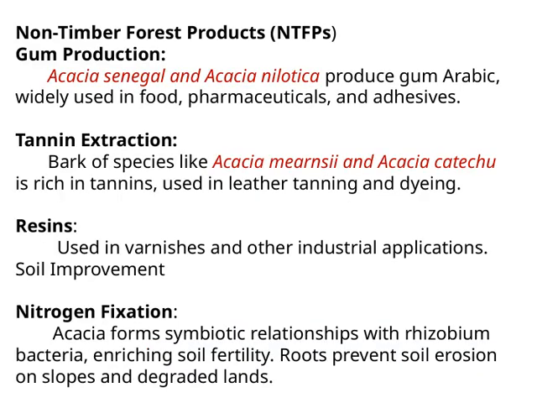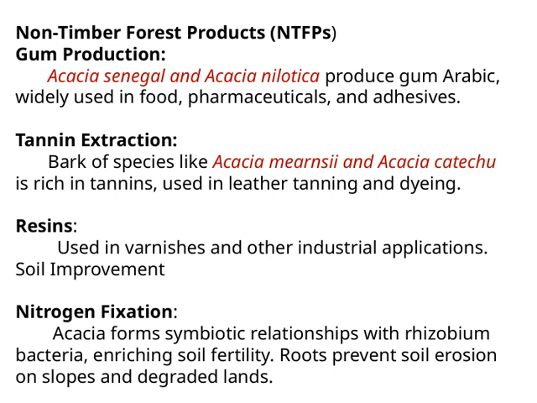Let's talk about some important non-timber forest products, or NTFPs, that come from acacia trees. First, gum production. Trees like Acacia senegal and Acacia nilotica produce gum arabic. This natural gum is actually used widely in our daily lives, from food products to pharmaceuticals and even adhesives. It's a great example of how forest products support various industries.